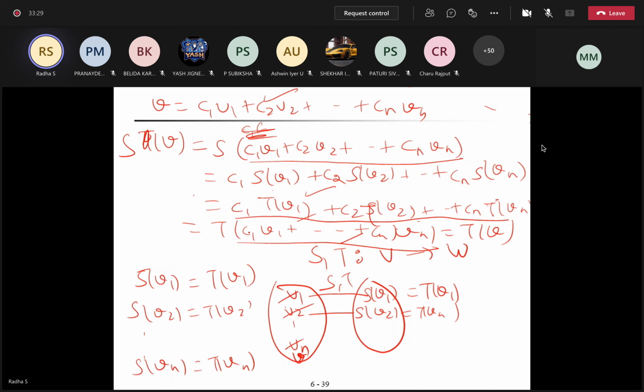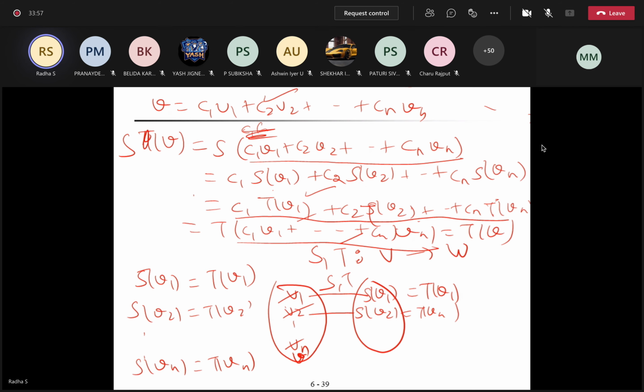This is C1 V1 plus ... Cn Vn, it is V again. So I started with S of V is equal to T of V. So if S and T assume the same values for the basis elements, they assume even the same values for any other element. That is, S and T assume the same value for each and every element in V. That means S and T are nothing but one and the same.